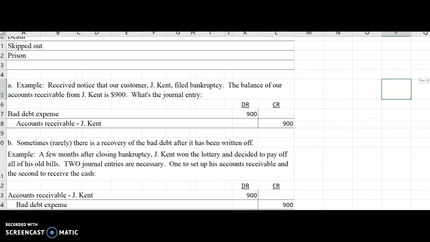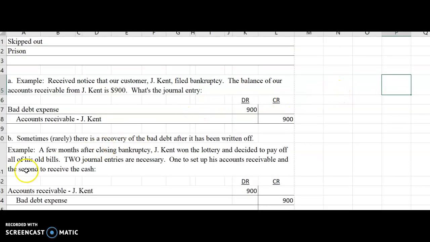Occasionally, rarely, only once in a blue moon, we might recover a bad debt after it's already been written off. Example, a few months after closing bankruptcy, J. Kent won the lottery and decided to pay off all his old bills. Two journal entries are necessary at that point. One to set up his accounts receivable again, and the second to receive the cash.